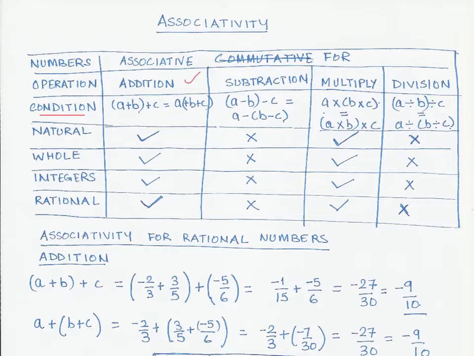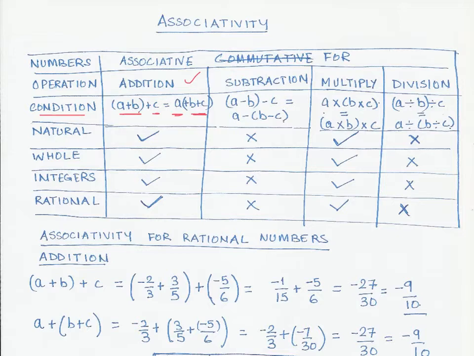Now if we look at the second column over here, which gives you the property for addition, the condition is a plus b first added to c, or b plus c first added and then that result is added to a. If both of these are equal, either way we do it, then we say that that particular number system is associative under addition.